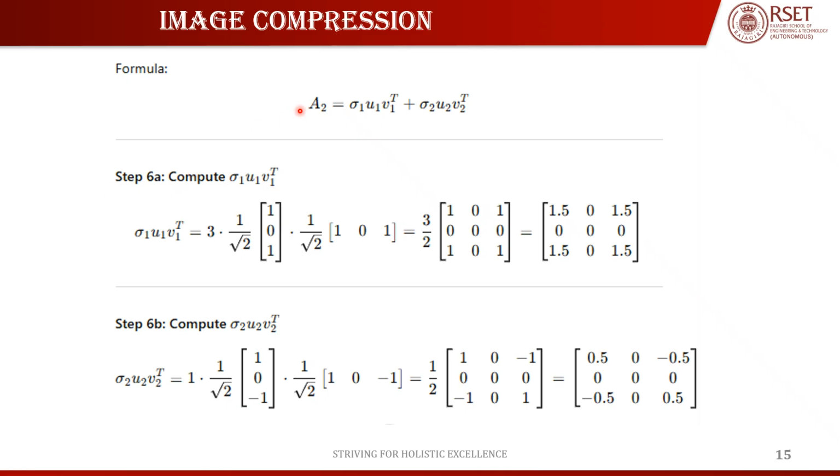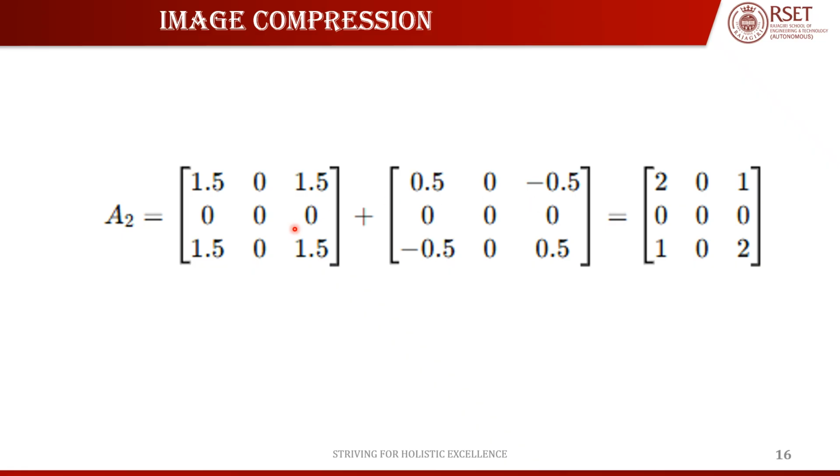we have A2 equal to sigma 1 U1 V1 transpose plus sigma 2 U2 V2 transpose. First we find sigma 1 U1 V1 transpose, then you have this particular matrix, then you have sigma 2 U2 V2 transpose, and you have this particular matrix. Just do the matrix multiplication and add them. Okay, and you have your A2, the rank 2 compression matrix, given by 2 0 0, 1 0 0, 0 1 2. This is your rank 2 compression.